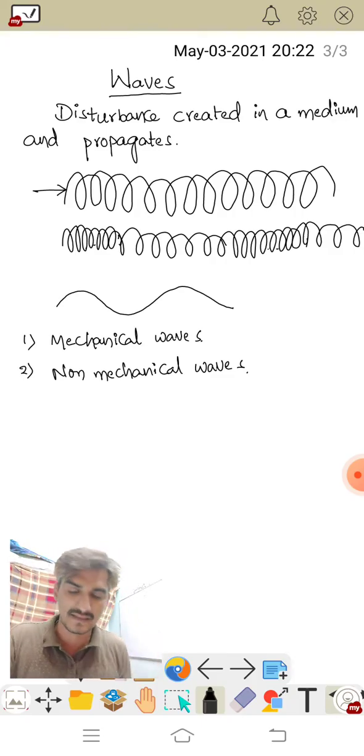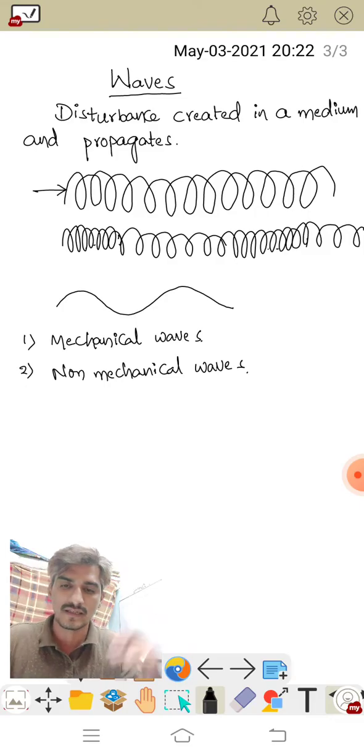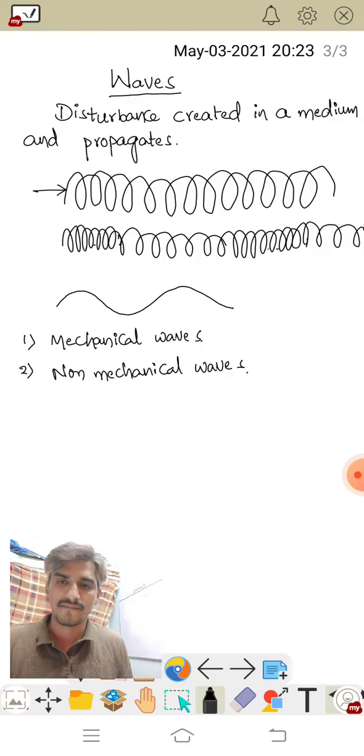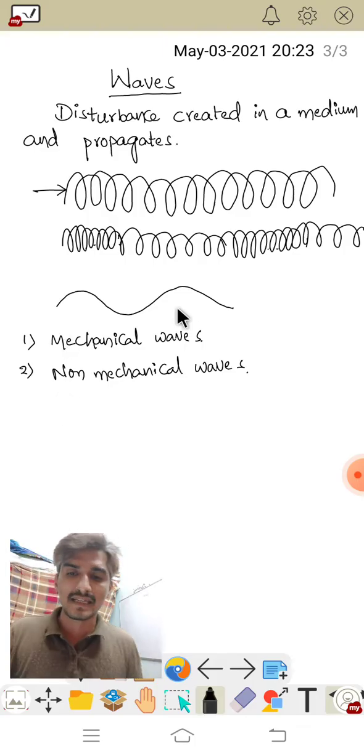That we will discuss in the next coming chapters. So non-mechanical waves means no medium is required to propagate the wave. That is called a non-mechanical wave. Okay, and next one. So that is about mechanical and non-mechanical.